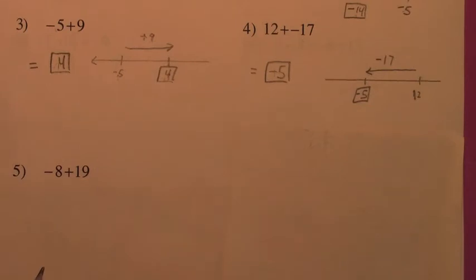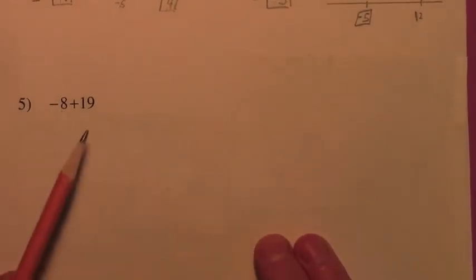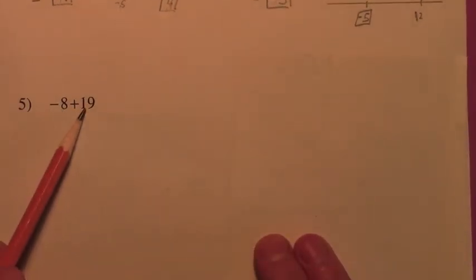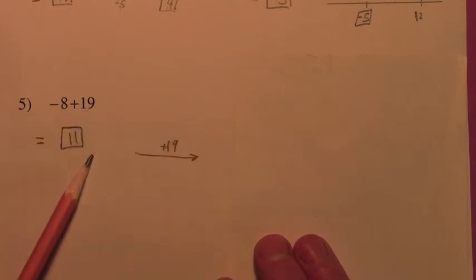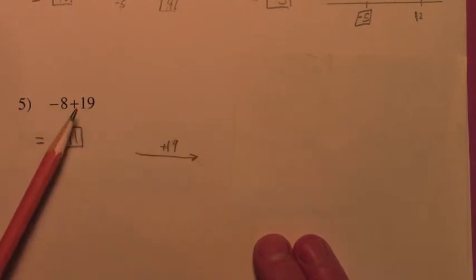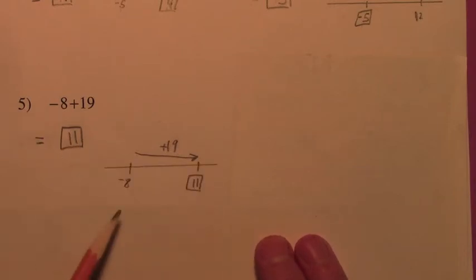How about this one? Is this going to be positive or negative? -8 plus 19, you could take the bigger minus the smaller. 19 minus 8 is 11, and since the bigger one's positive, it's positive 11. Or number line, start at -8, move 19 to the right, you end up at positive 11, right?